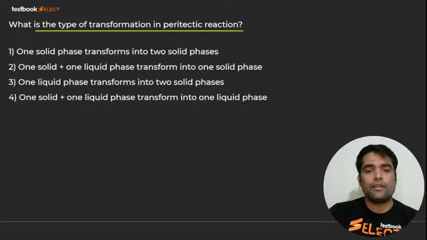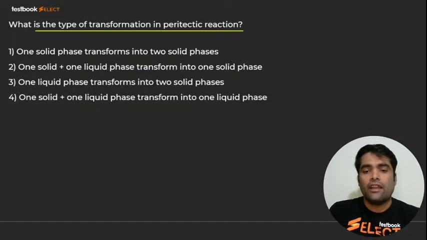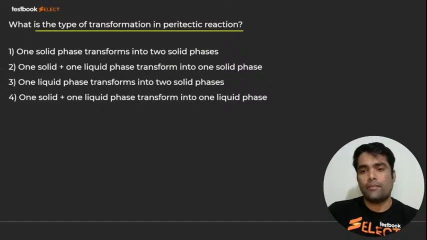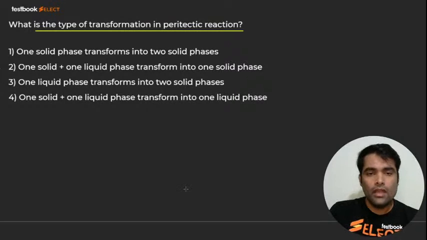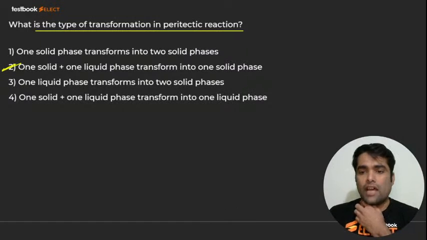Peritectoid? No, peritectic was asked, sorry, not toid. So what is it? One solid plus one liquid phase transform into one solid phase, right? Number 2 is correct. Please tell me the answer. It is peritectic, so one solid plus one liquid phase transform into one solid phase. Guys, please answer, I'm not getting your answer. Very good, this one is correct. Now your answer is visible.